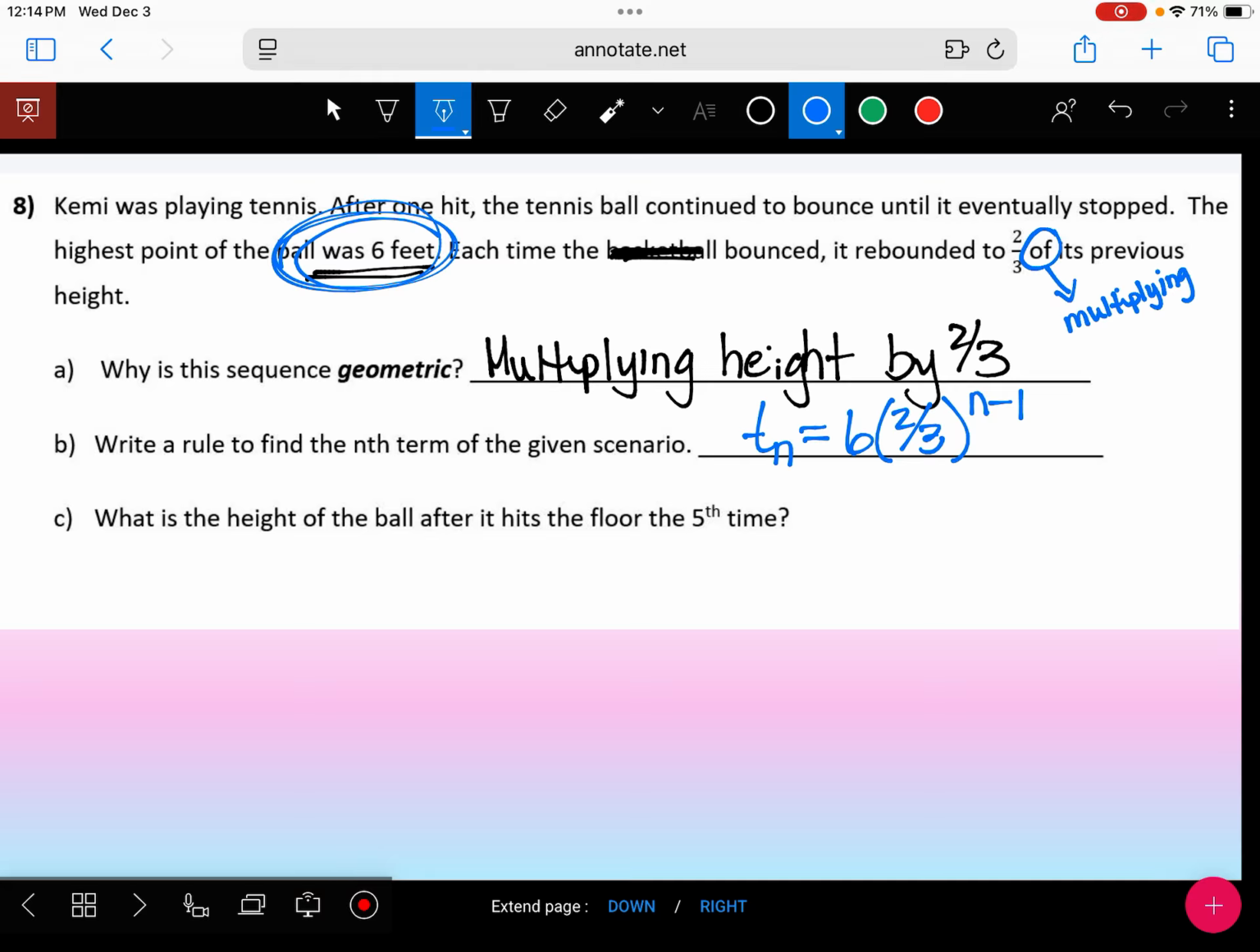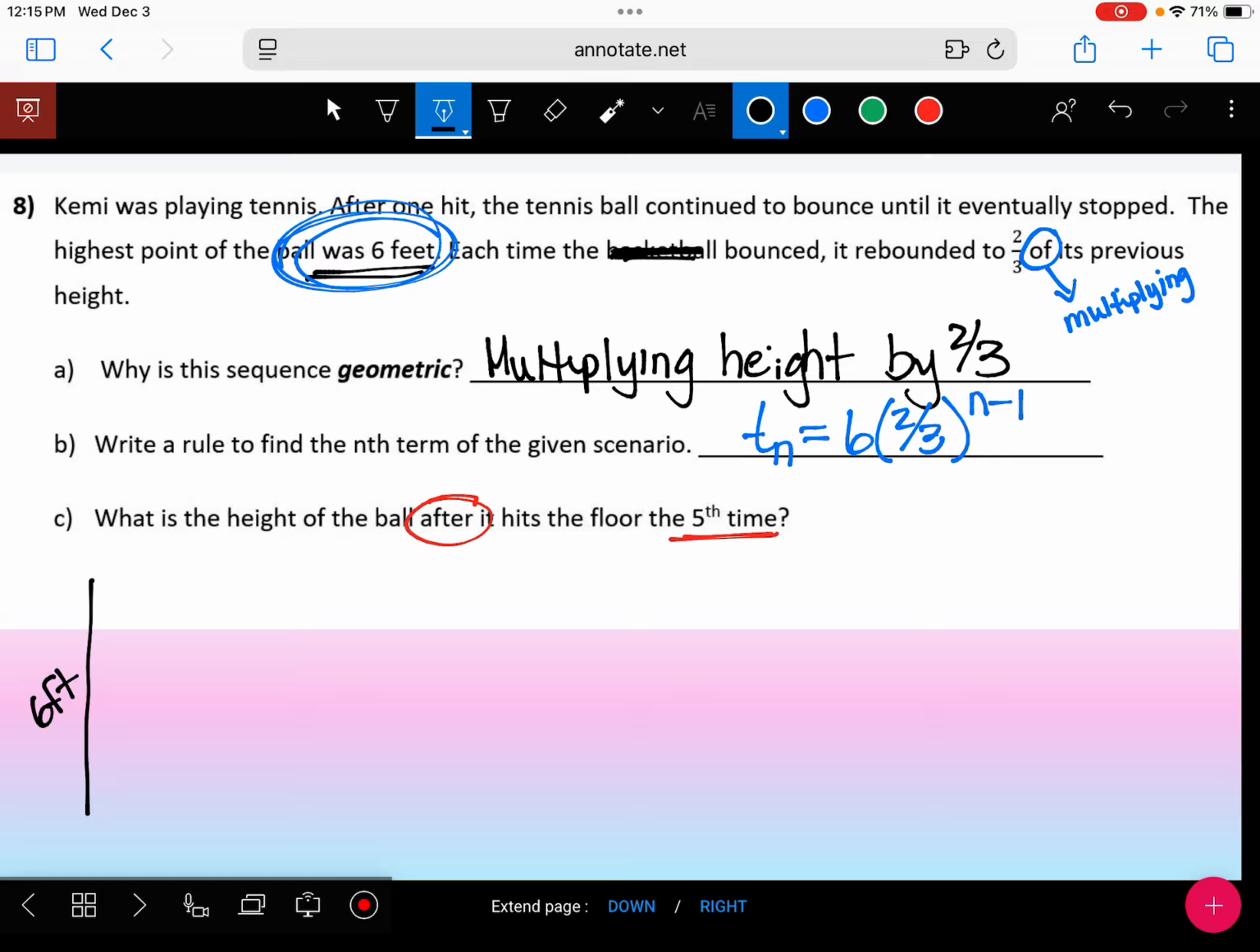Okay, so here's where people get confused. It says, what is the height of the ball after it hits the 5th time? That means I'm looking for T6. But let me go ahead and draw a diagram. So I start off at 6. This is my initial height.